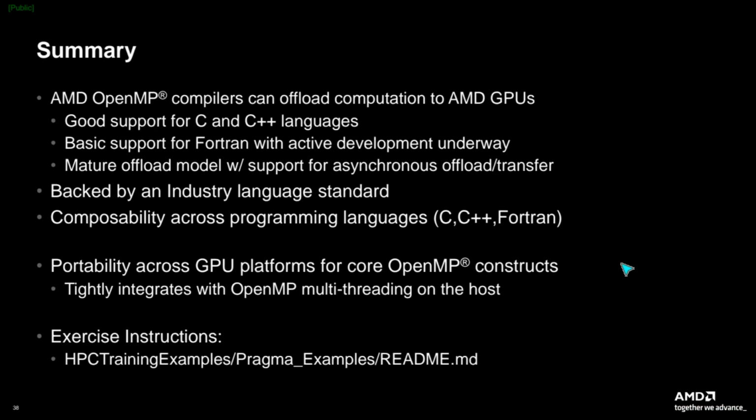And so in summary, AMD OpenMP compilers can offload computation to AMD GPUs. There's pretty good support for C and C++ and basic support for Fortran with active development underway, and you are getting to test out the new flang compiler now. And there's a really mature offload model with support for asynchronous offload and transfers.